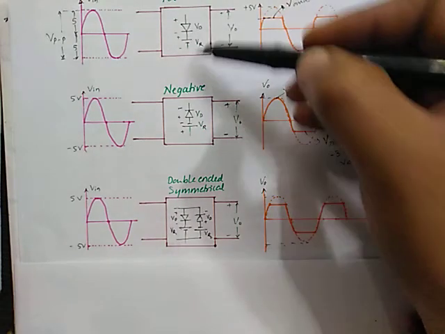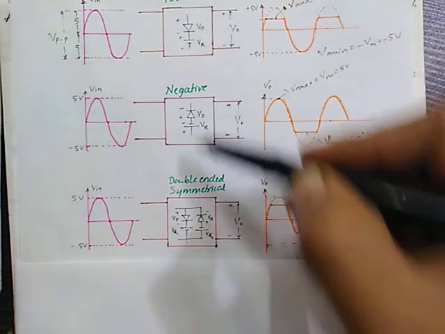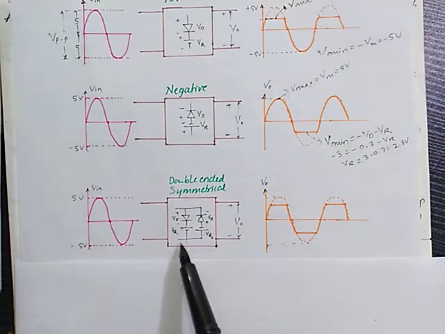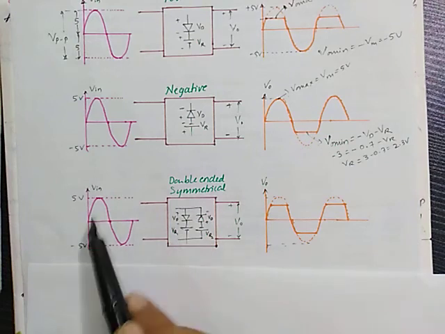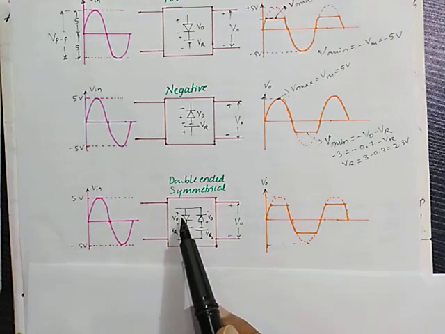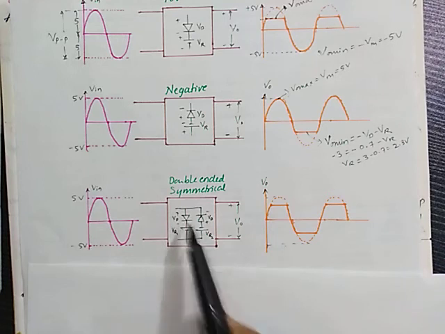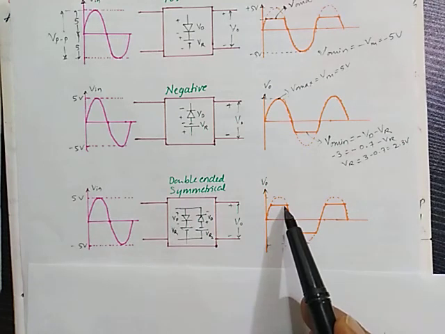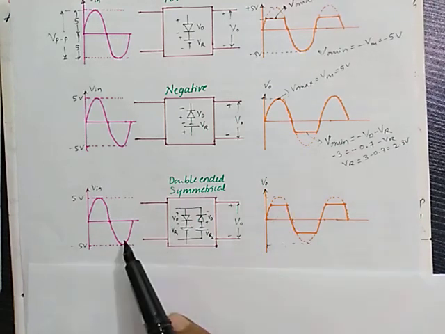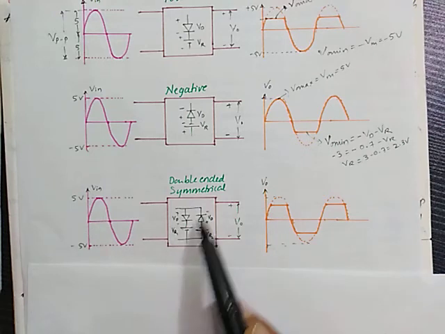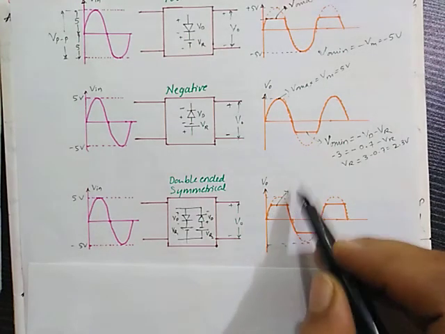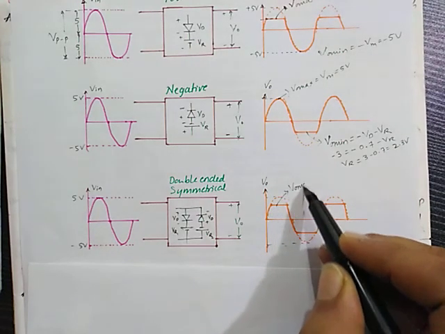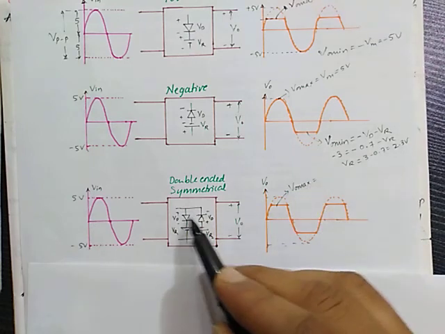So here you can see the diagram of the double-ended symmetrical clipper. So positive clipper is taken, negative clipper is taken, then they are connected together and input is applied to this combination. So during positive half cycle, positive clipper will act and it will clip off positive half cycle to the desired level. During negative half cycle, positive clipper is open, negative clipper will act and it will clip off at the desired level.